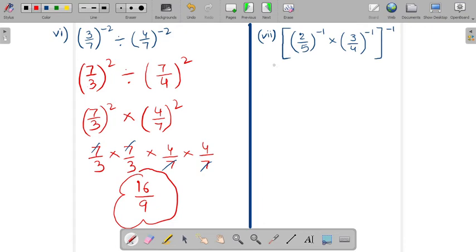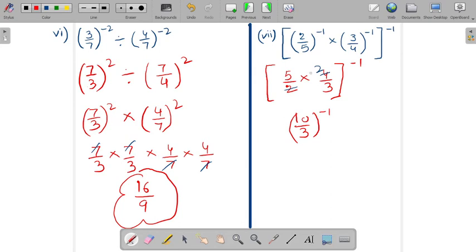In seventh part, we will solve the inner bracket first. So it will become 5 by 2 multiply 4 by 3. No need to write the power 1 and outside is minus 1. Next step, to cancel the term, cancel it. So you will be getting 10 upon 3 power minus 1.